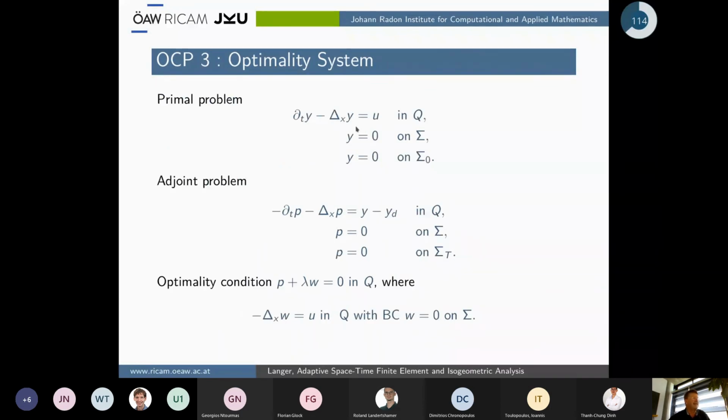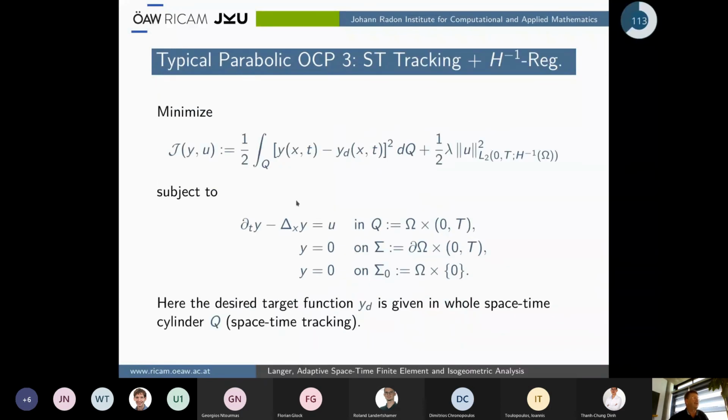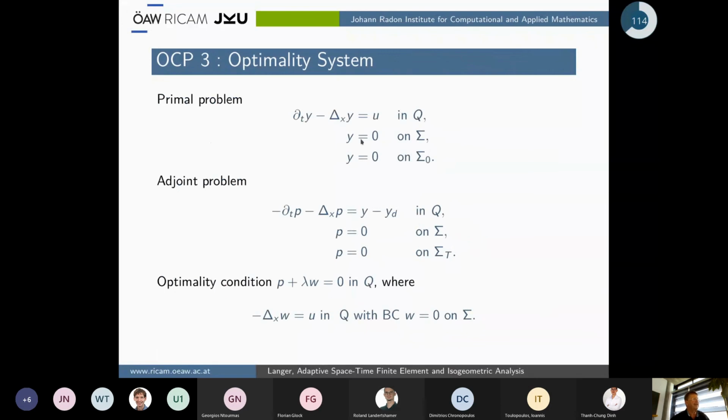So this is the optimality system. So you know, if you want the minimum of a function, you take the gradient, and this must be 0. You do here basically the same with the solution operator. This is the optimality system. So you should solve this.